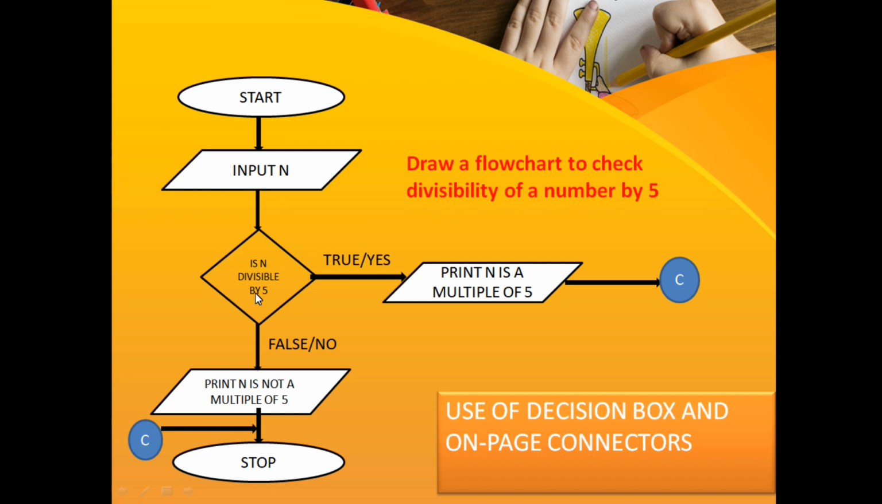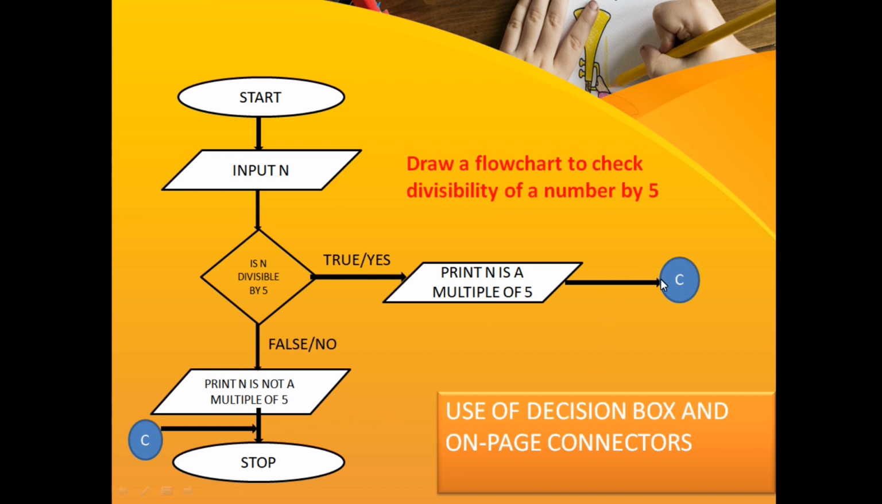Now, for if n is divisible by 5, the decision making box simply checks a condition, and if the condition is true, then you take this route. If it is false, then you take this route. All right. So if the condition is true, you print n is a multiple of 5, and then you could have easily taken this arrow over here and come right to the stop.